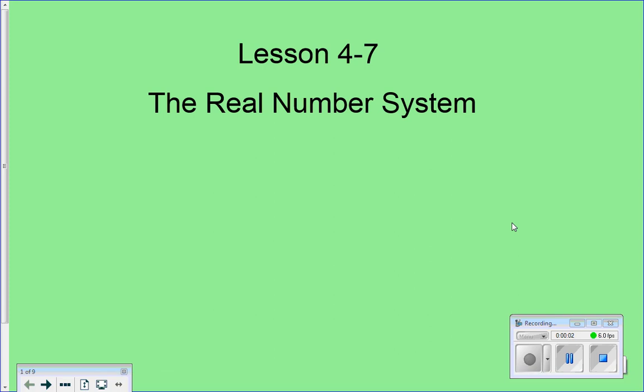Okay, so lesson 4.7, the real number system. Here's the good news: you know how to do most of this already. The only thing that's going to be different is we're going to add a little to it, and we kind of already talked about this, so it shouldn't be completely new to you.